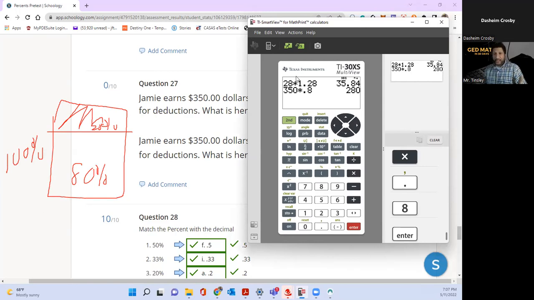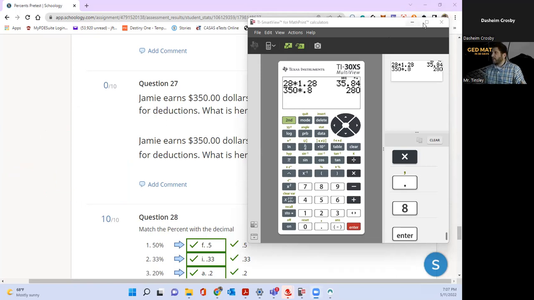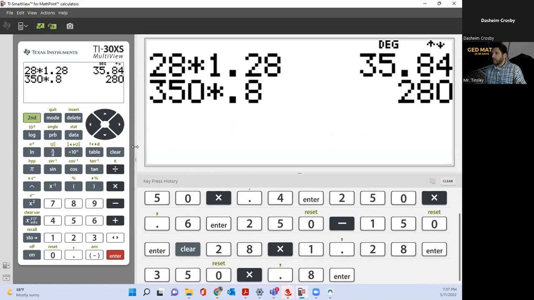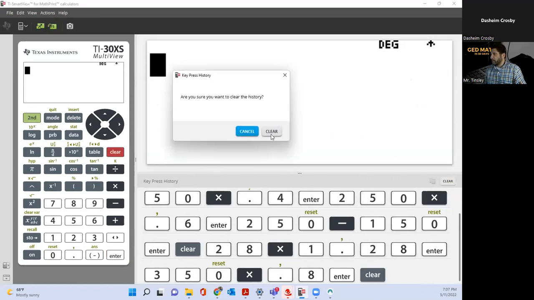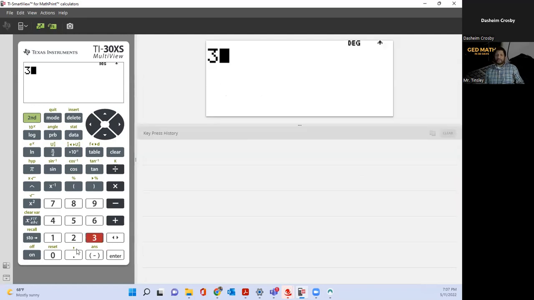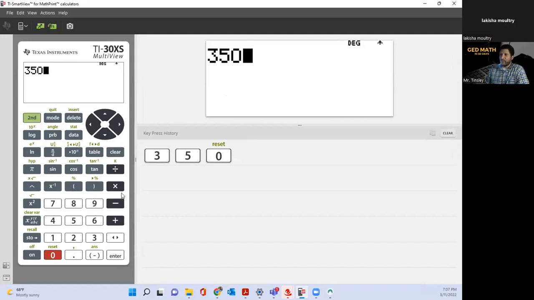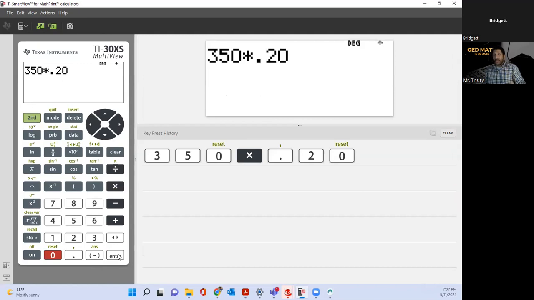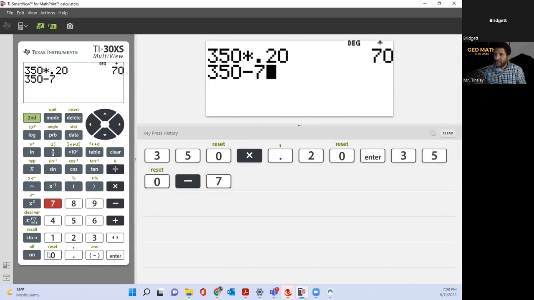Now, let me save this first, and let's do it how most of you have learned how to do it. Let me show you that first. I'm going to take that 350, and 20% is taken out for taxes. So I take that 350 and multiply it by 0.20. That's $70. So $70 is taken out for deductions. Then you take your 350 and minus 70.